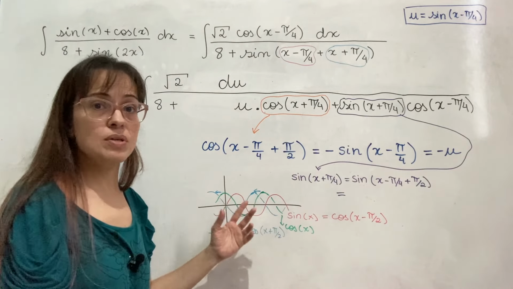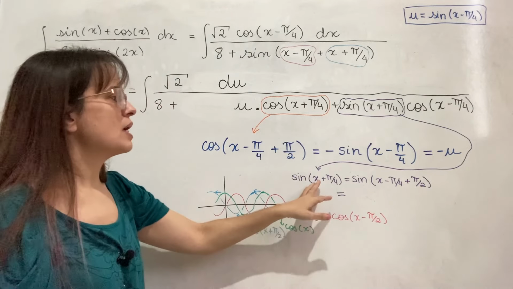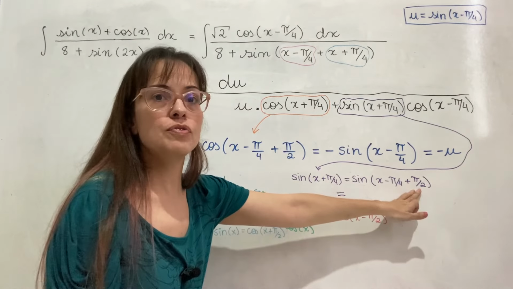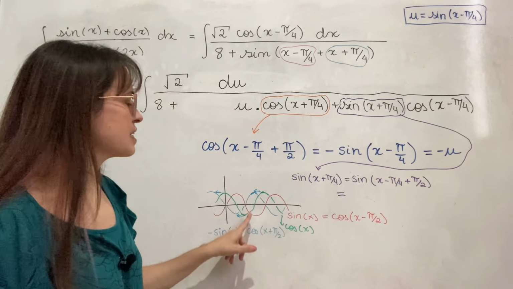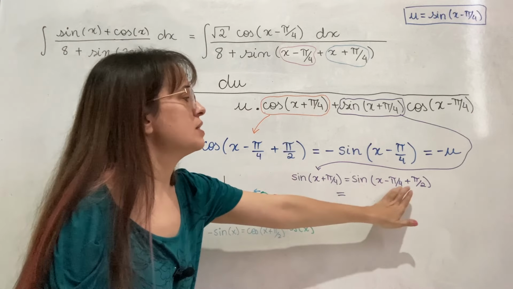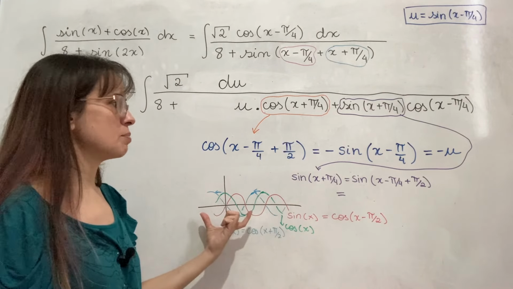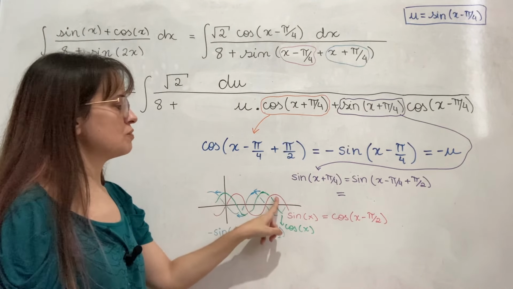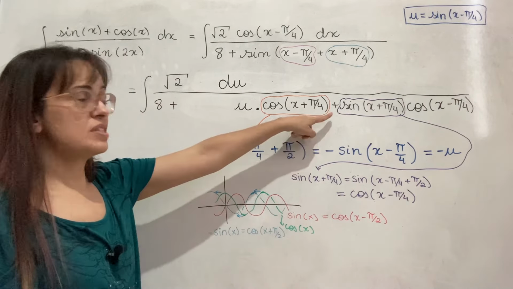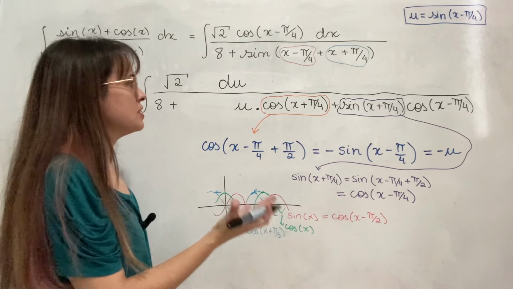And now I want to do something similar for this other factor that I've circled in purple here. X plus pi over 4 is x minus pi over 4 plus pi over 2. And the sine function, which is the red one here, when I take it plus pi over 2, that means shift it to the left by pi over 2. So when I shift the red one to the left, I get to the green one, which is cosine, which means that this term here is the cosine of x minus pi over 4.